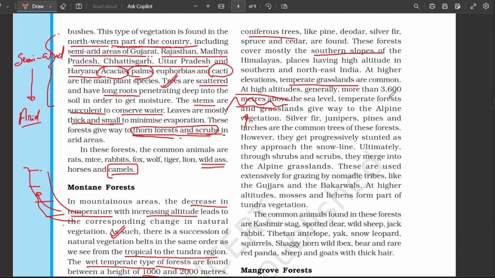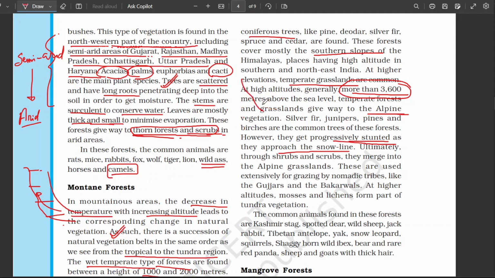At high altitudes, generally more than 3600 meters above the sea level, temperate forests and grasslands give way to the alpine vegetation. अब alpine vegetation शुरू हो जाएगा more than 3600 पे. Silver fir, junipers, pines and birches are the common trees of these forests. However, they get progressively stunted. तो कुछ दूर तक ये सेम ट्रीज रहेंगे, लेकिन स्टंटेड होते जा रहे हैं, उनकी हाइट कम होती जाएगी. They approach the snow line. जैसे जैसे आप स्नो लाइन को अप्रोच करते हो तो उनकी हाइट कम होती जाएगी.